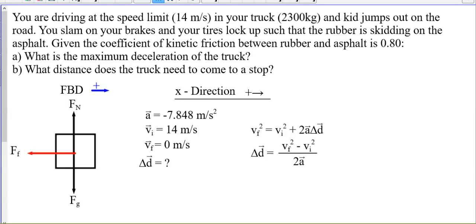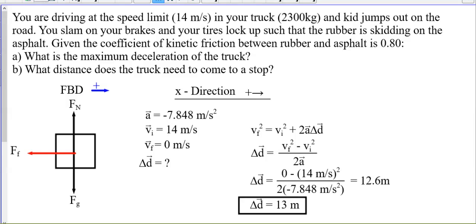If you do a quick equation manipulation, just bring your initial velocity over the other side by subtraction, and then divide both sides by 2 times your acceleration. You'll end up with this manipulation. Plug in the numbers. All right, 0 minus 14 meters per second, squared, is negative 196 meters squared per second squared, then divided by a number that's just a little under 16. And you'll probably end up with something like 12.6 meters. And if I follow the rules of significant figures, I should only have 13 meters as my final answer. So moving forward, 13 meters.